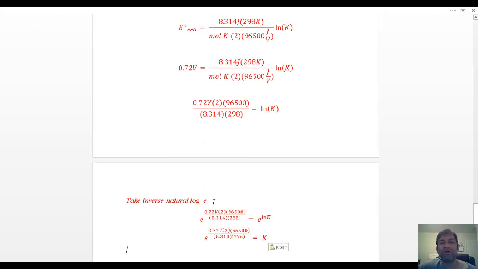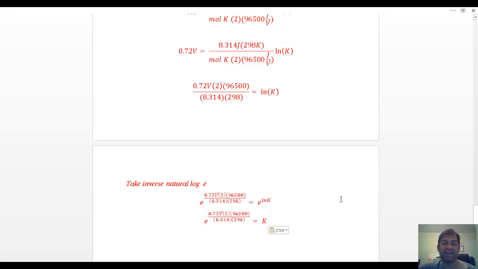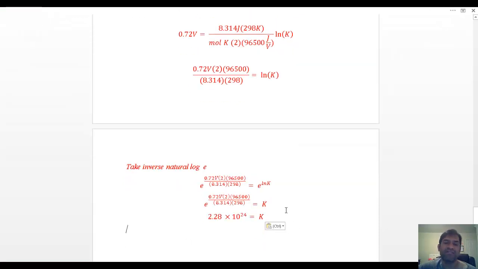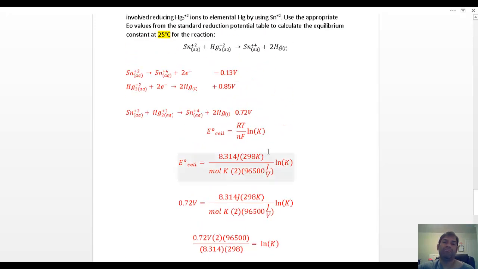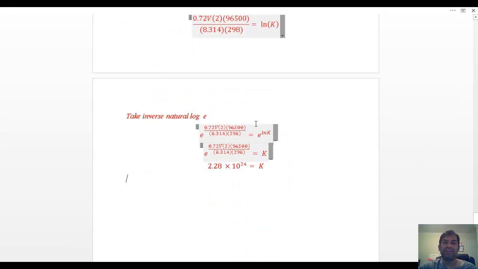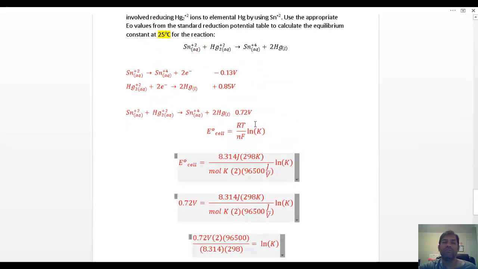So taking e of both sides of the equation, like I said before, e to the natural log of K is just K. e to the natural log of this stuff, I just do that in my calculator, and let's see what we get. I'm getting a value of K as being 2.28 times 10 to the 24. So very large number for K. Positive value of voltage, 0.72 volts, yes, they substantiate and reaffirm one another. Positive voltage means it favors the product side. A very, very large equilibrium constant also means the equilibrium favors the product side.